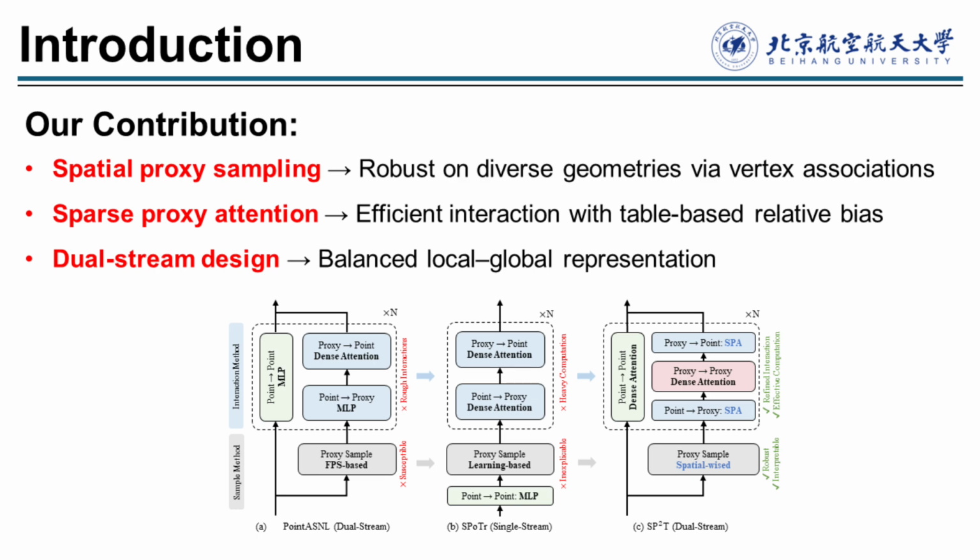Our method addresses these challenges with 3 ideas. First, spatial-wise proxy sampling that's robust on diverse shapes through vertex-based associations. Second, sparse proxy attention, which enables efficient point-to-proxy and proxy-to-point interaction using table-based relative bias. Third, a dual-stream design that learns complementary local and global representations, striking a better balance than single-stream models. Together, these yield strong accuracy with practical efficiency.